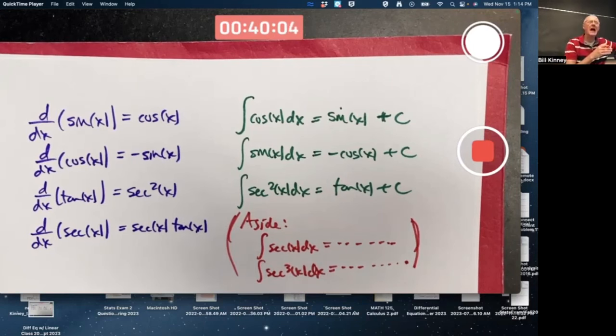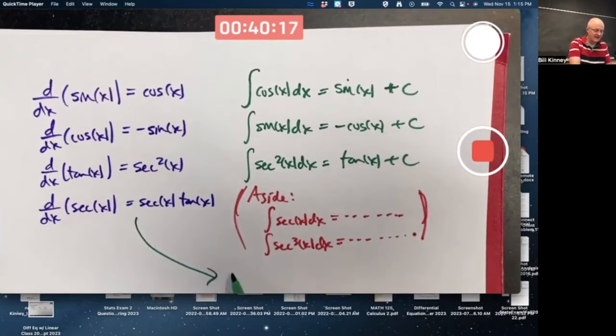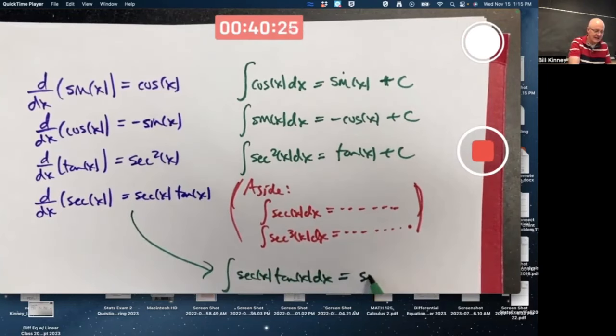What? Log? Yes, natural log. I won't show you why. Okay? Likewise, this derivative fact leads to a fact about integrals, that the integral of secant of x times tangent of x would just be secant of x plus c.